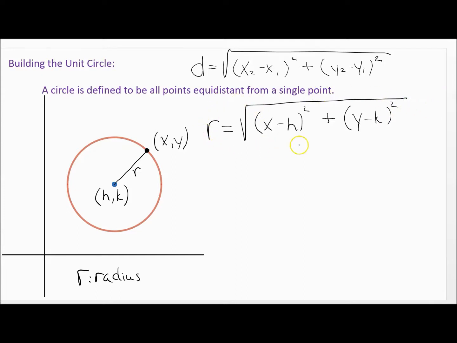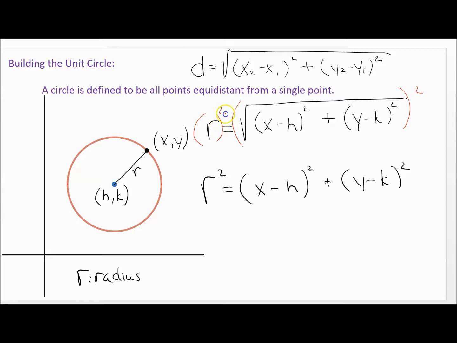Now, this is the equation of a circle with center HK and radius R, but that's not the form you'll usually see. What you usually see is this. You'll see R squared is equal to x minus h squared plus y minus k squared. Now, where in the world did that come from? Well, to get rid of this square root, we squared the left, and if you square the left, you must square the right, and there is our equation of a circle.